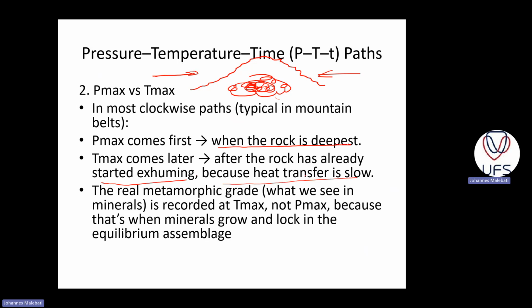The rocks are poor conductors of heat. So the real metamorphic rate, what we see in minerals, is recorded at Tmax. It means the Pmax is not that important. What is important is the Tmax, because temperature is the one that allows the minerals to grow, but not pressure. So the maximum temperature conditions are the ones that allow the minerals to grow, and those minerals are going to be locked inside the equilibrium assemblage.